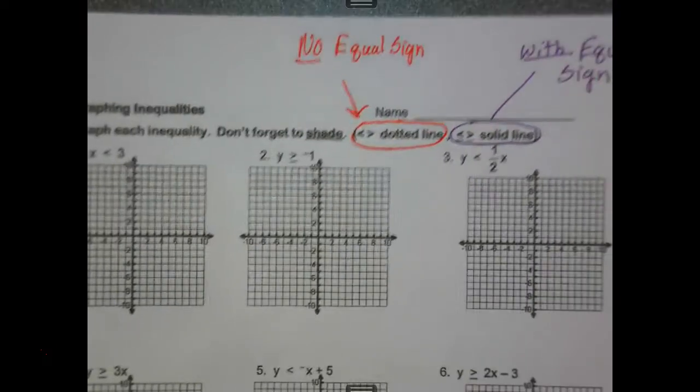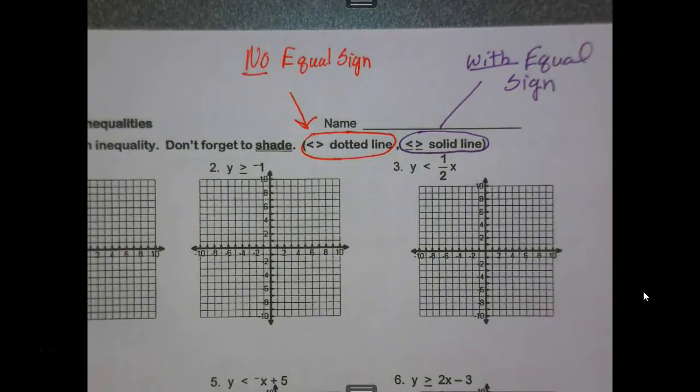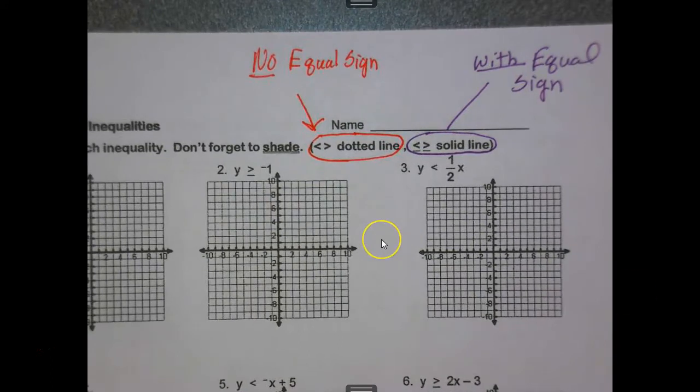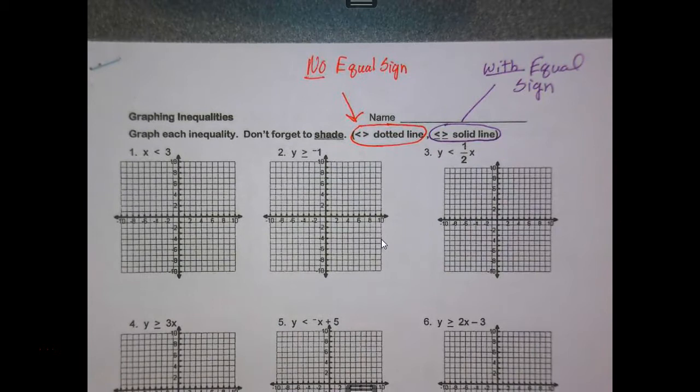And a lot of times students forget to shade these problems. So please, if you don't shade, I kind of have to take some credit off. All right, so number one, I have x is less than 3.